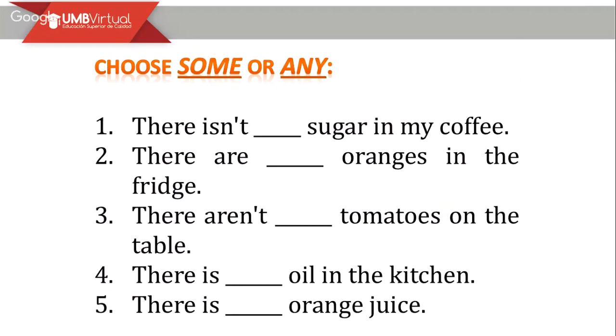Number two, there are oranges in the fridge. Como tenemos una oración positiva, la palabra que vamos a utilizar es some. Number three, there aren't tomatoes on the table. Ok, como es una oración negativa, utilizamos any. There is oil in the kitchen. Ok, as we have oil, tenemos que es incontable, we use some. There is orange juice. As we have a positive sentence, we also use some.